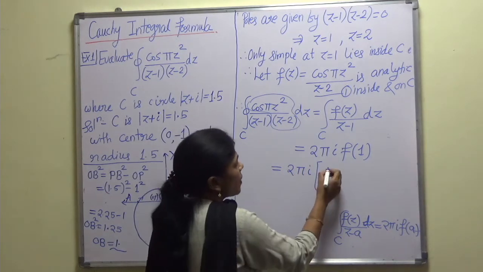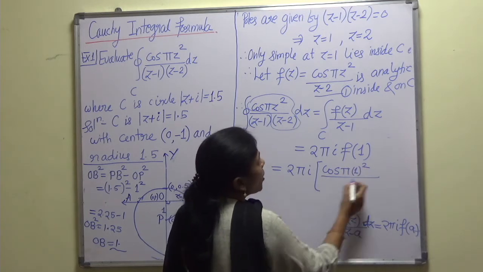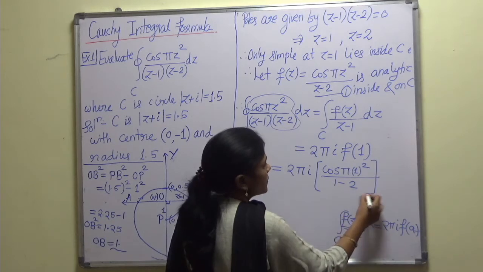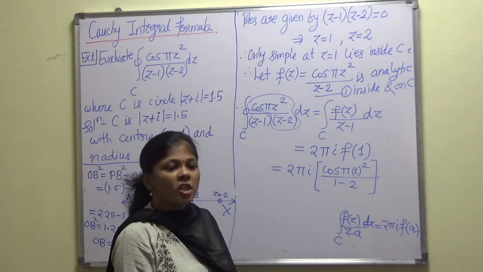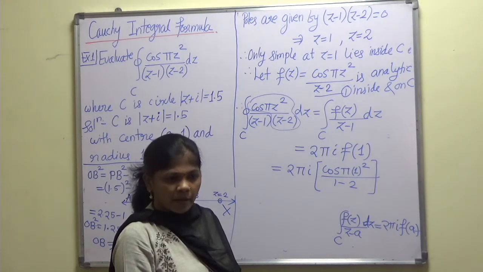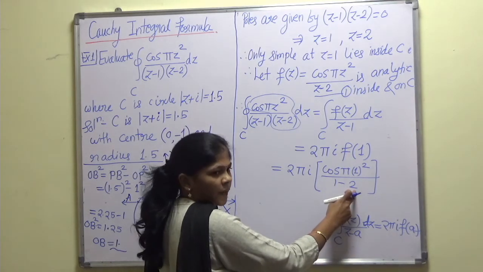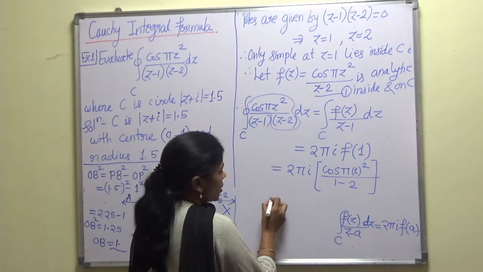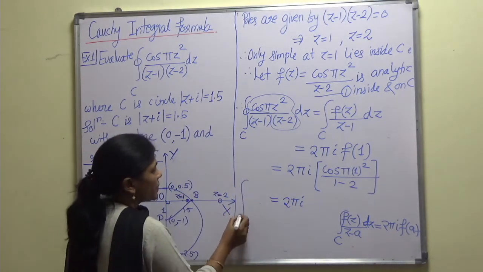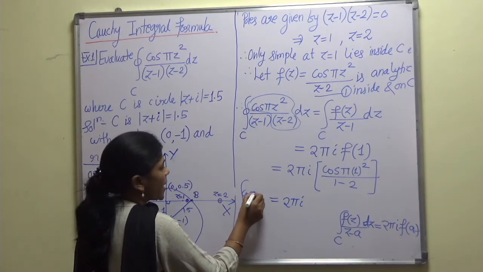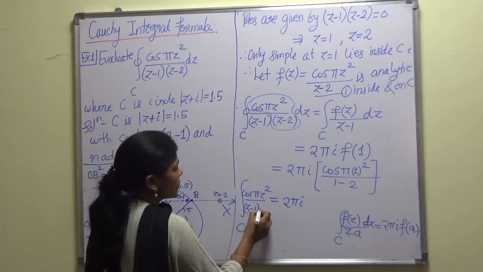So what do we have? Cos of pi into 1 square upon 1 minus 2. 1 square is 1, and the value of cos pi is minus 1. So minus 1 upon minus 1 is plus 1. So what you will have is 2 pi i. In this way we get the value of the desired integral using the Cauchy integral formula.